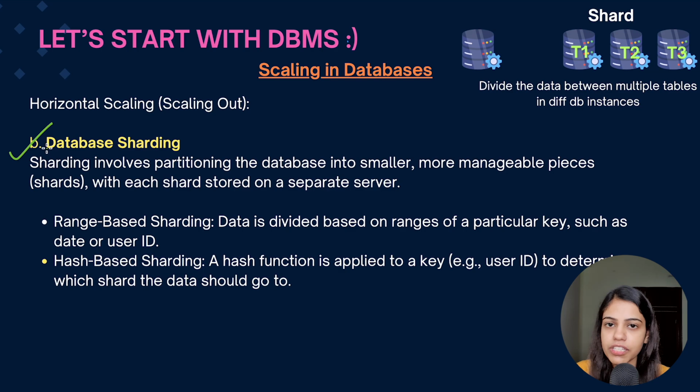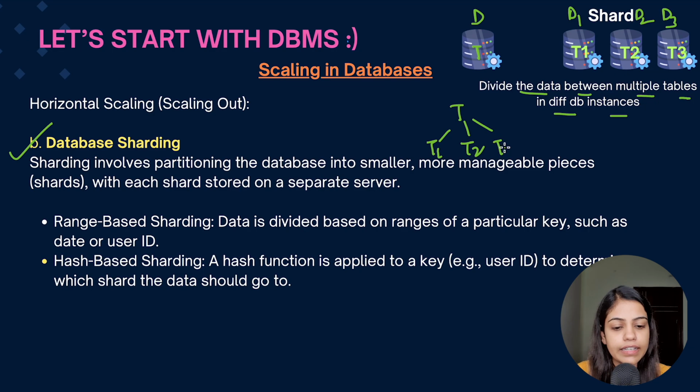Now coming to database sharding. Now what we do in database sharding, so consider there is one database which is present here, having a table T. Now this particular table T is divided into different shards. So it divides the data between multiple tables in different database instances. So now T is broken down into T1, T2 and T3, and all these tables reside in different database shards, that is D1, D2 and D3.